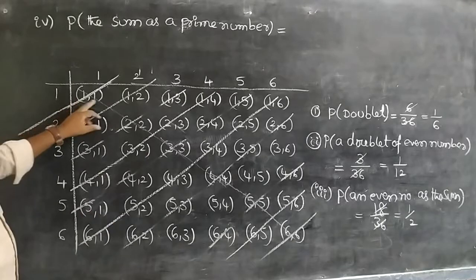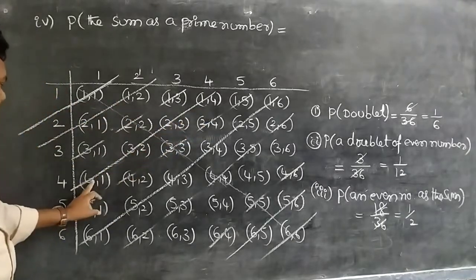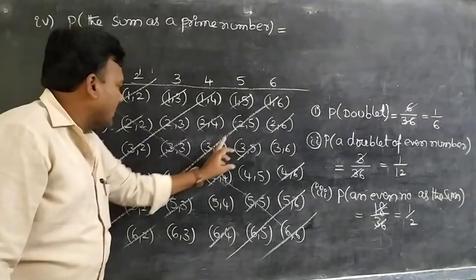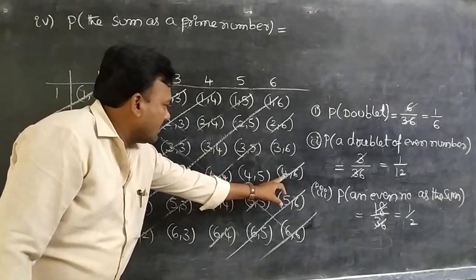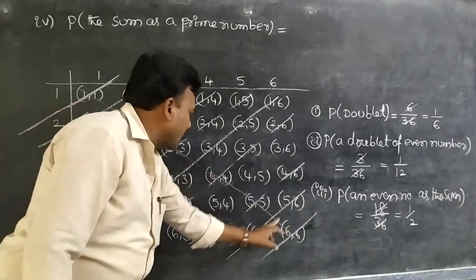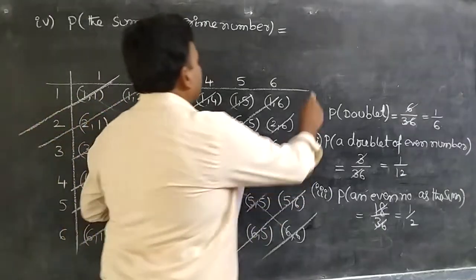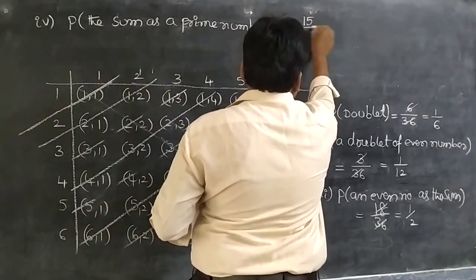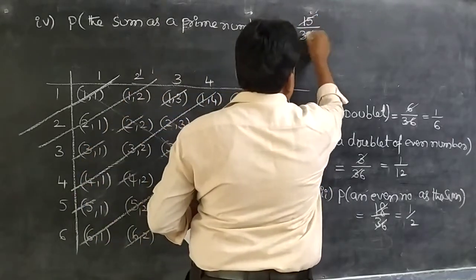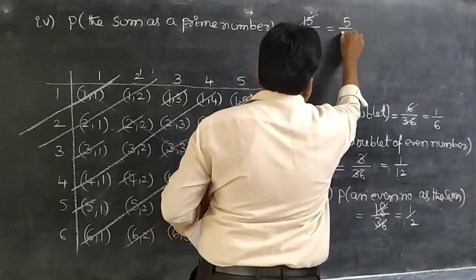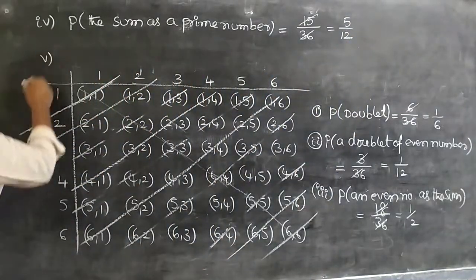So here: 1, 2, 3, 4, 5, 6, 7, 8, 9, 10, 11, 12, 13, 14, 15. Only 15. So favorable outcomes equal 15, total number of outcomes equal 36. So 15 by 36, which is 5 by 12. Next, coming to the next problem, students.